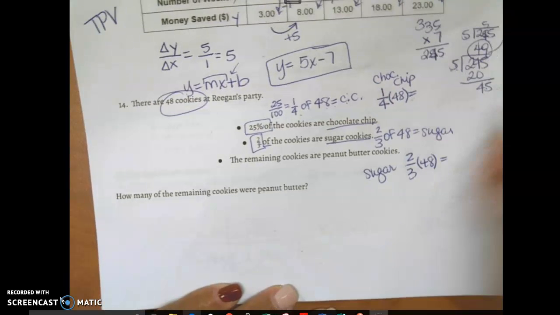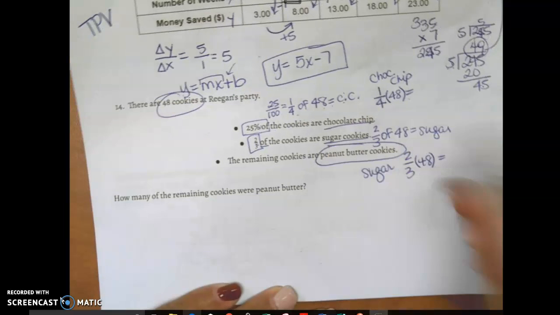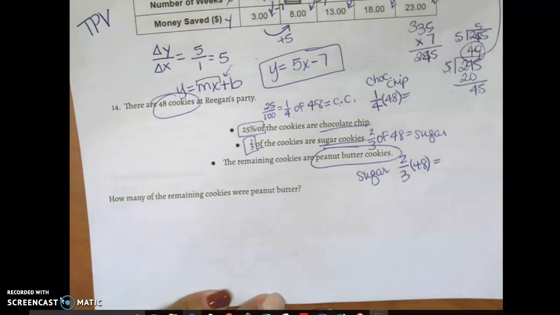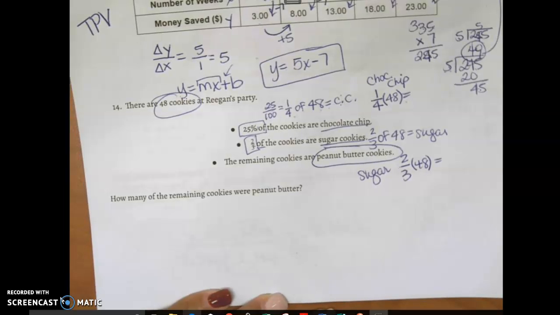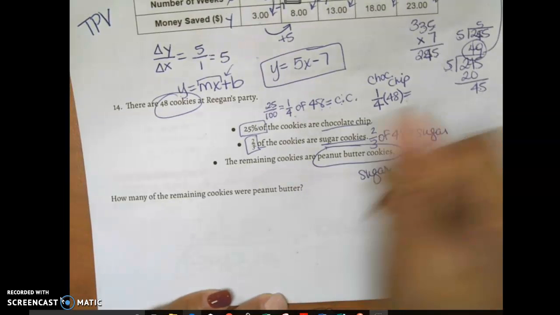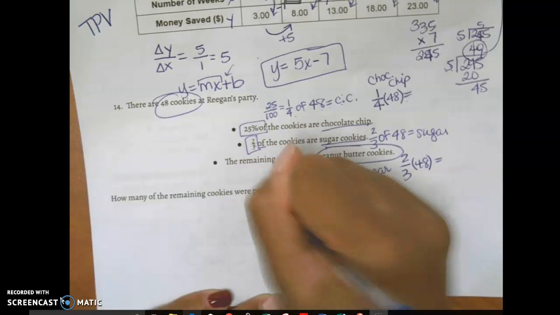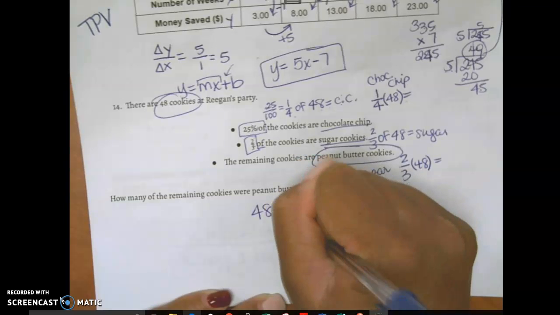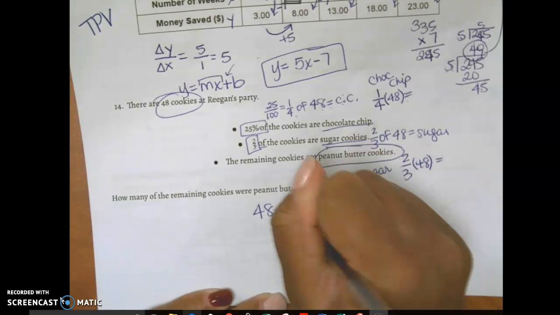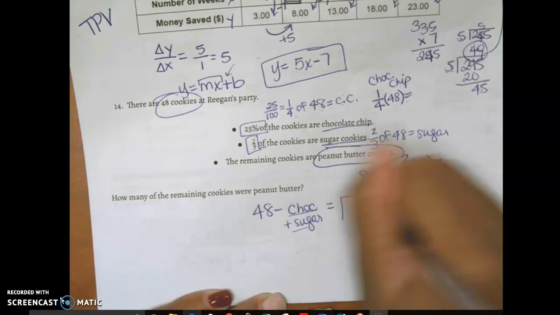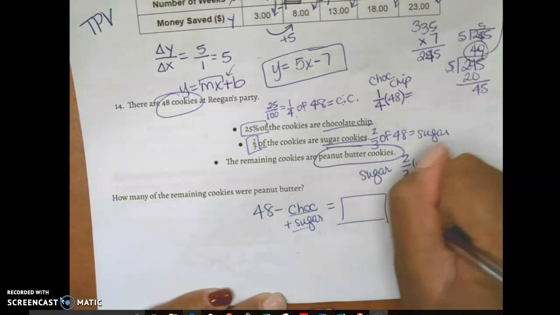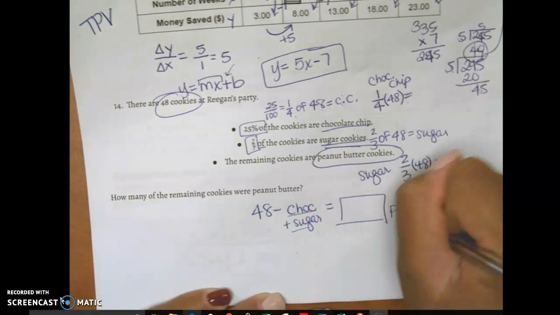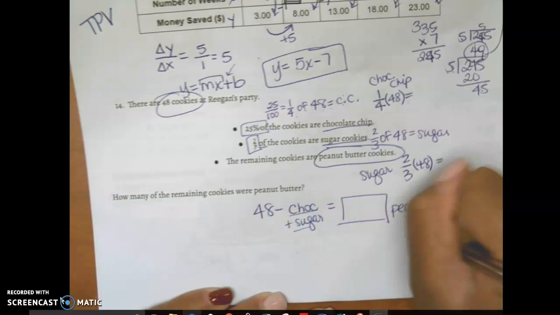Then I add them, but what am I looking for? The peanut butter cookies. So how will I find peanut butter once I add them? Subtract from what? 48. 48 minus chocolate chip plus sugar gives me my answer. This will be peanut butter cookies.